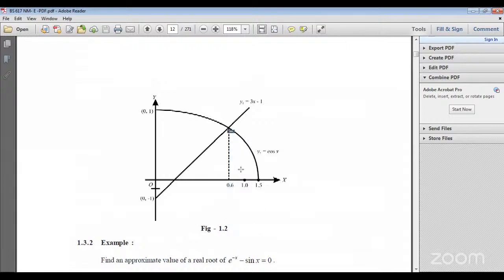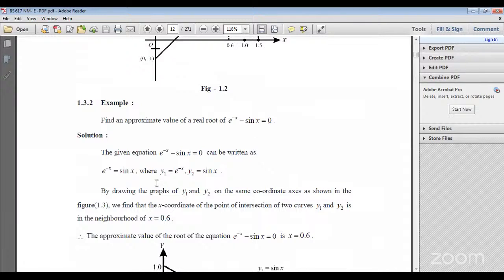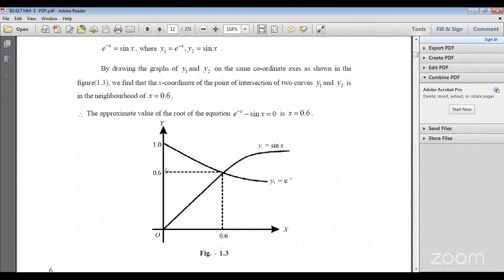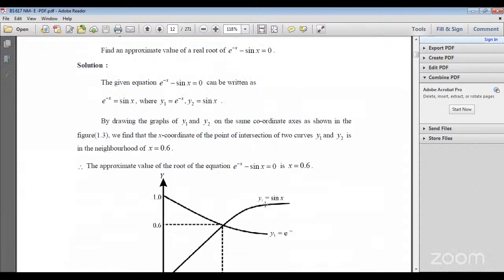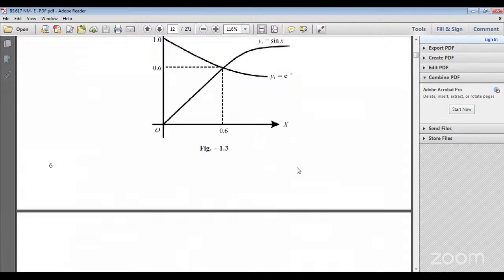Clear? To find the approximate value of e power minus x minus sin x is equal to 0, e power minus x is equal to sin x, y1 is equal to e power minus x, y2 is equal to sin x. Here in the graph, why does 0.6 come in the neighborhood? We got the exact curve, and on the x and y axes of the graph we are taking the values so that the point is 0.6. Clear?